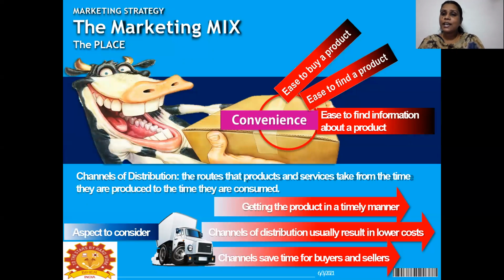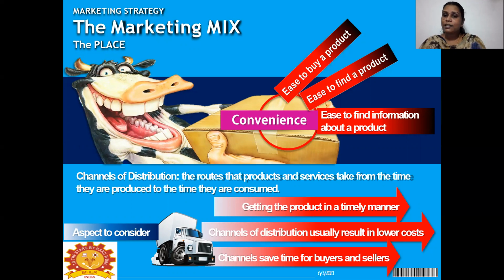So what is convenience? Convenience is all about the ease to buy a product, the ease to find a product, or also the ease to find information about the availability of the product. So the channels of distribution are the routes through which the products or services travel from the point of manufacture to the point of consumption.